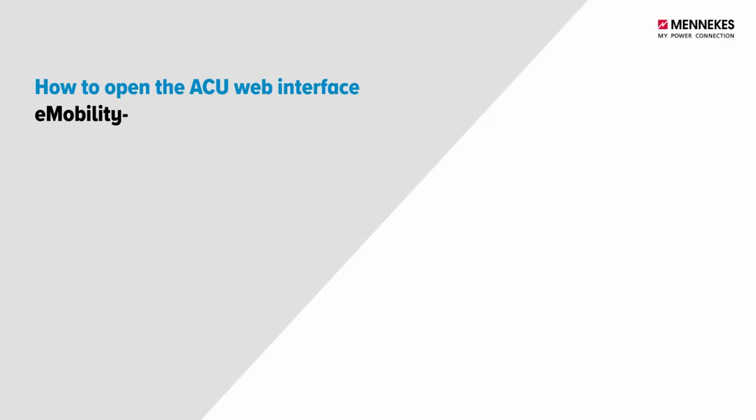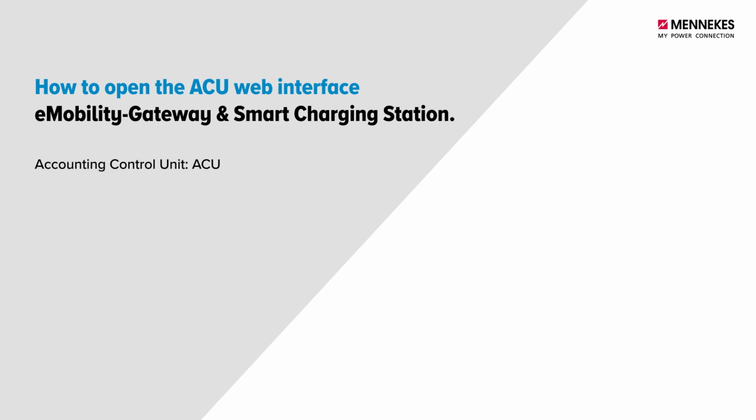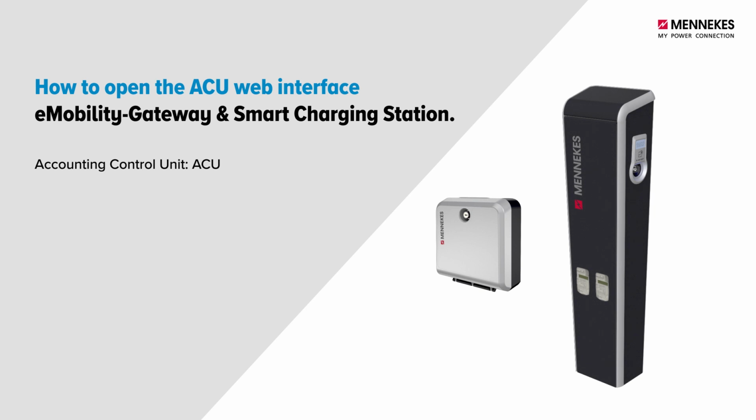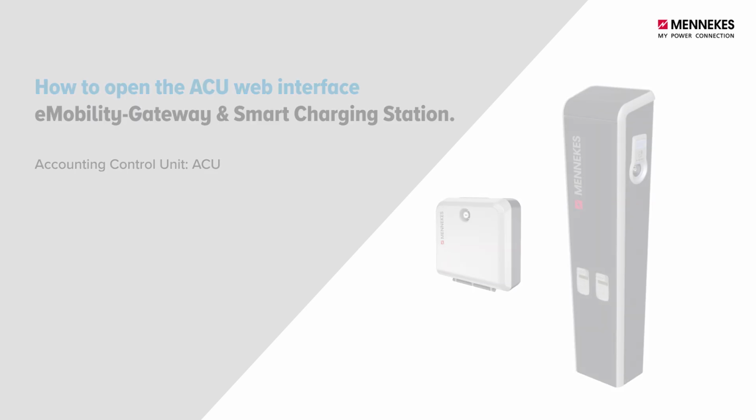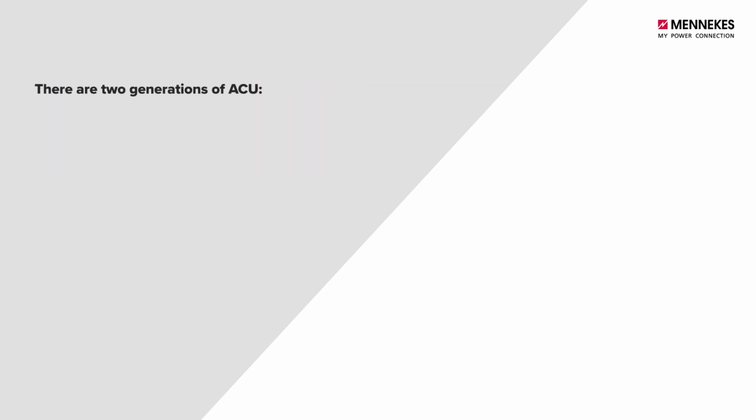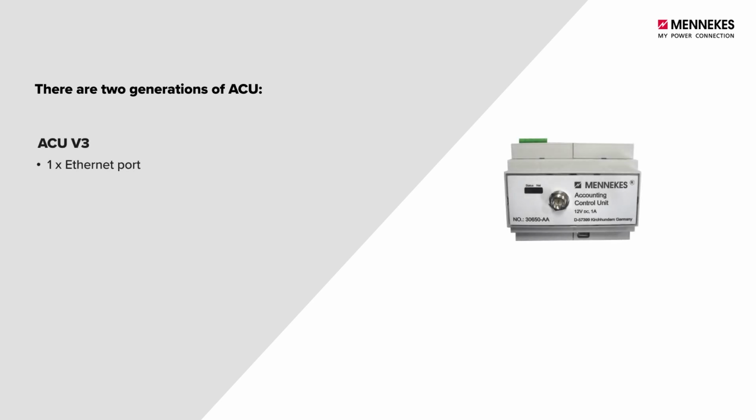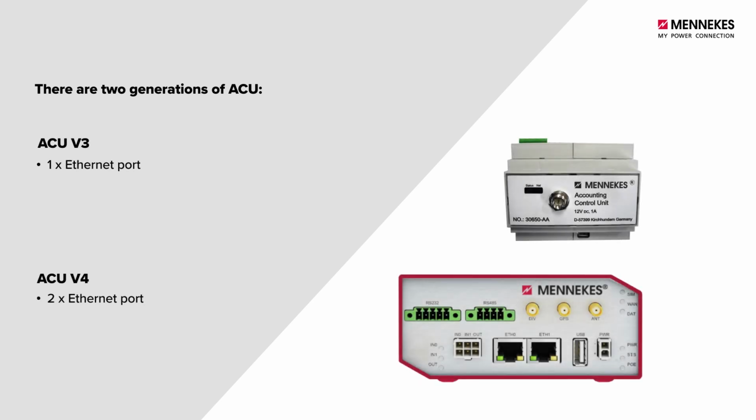KG. In this video, we'll show you how to open the web interface of the ACU. The Accounting Control Unit, or ACU, is located inside the e-mobility gateway and smart charging station products. There are basically two generations of ACU, the ACU V3 and the ACU V4.